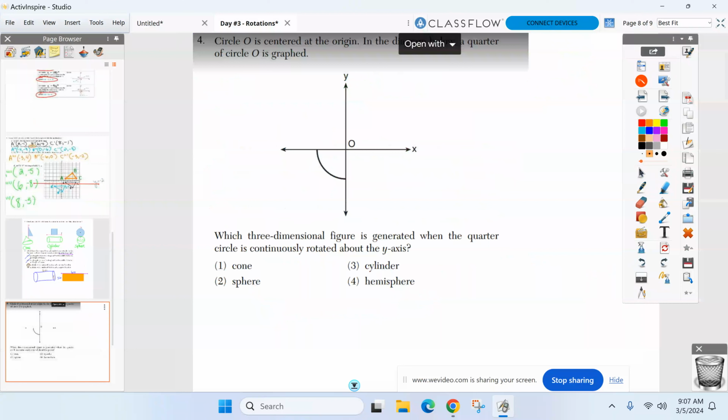Ooh, I didn't talk about this one. Let's see if you can still get it though. A quarter circle, not a half or a full circle, and I'm going to rotate it around the y-axis. What's it going to form? So I've got this quarter circle here, and I'm going to rotate it around the y-axis. Thoughts there? Not a full sphere, right? Because if I continued it up there, that would be a full one and I'd rotate it around, but it's only going to be a hemisphere, a half one.